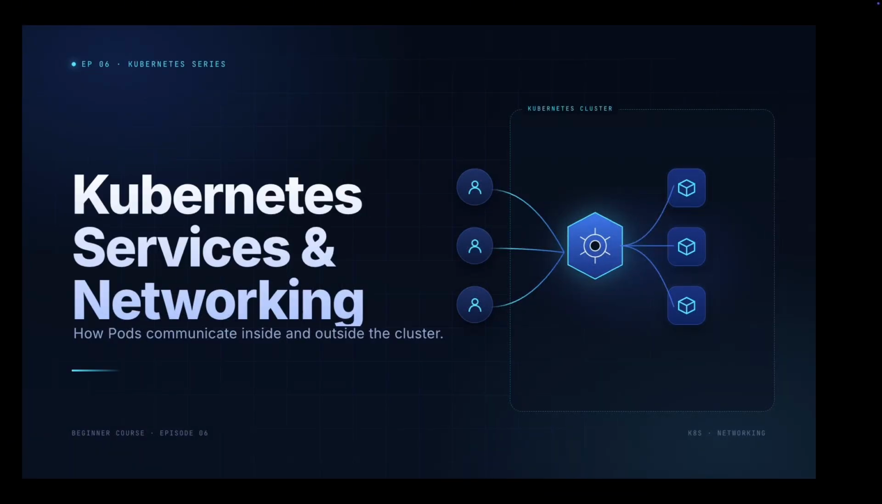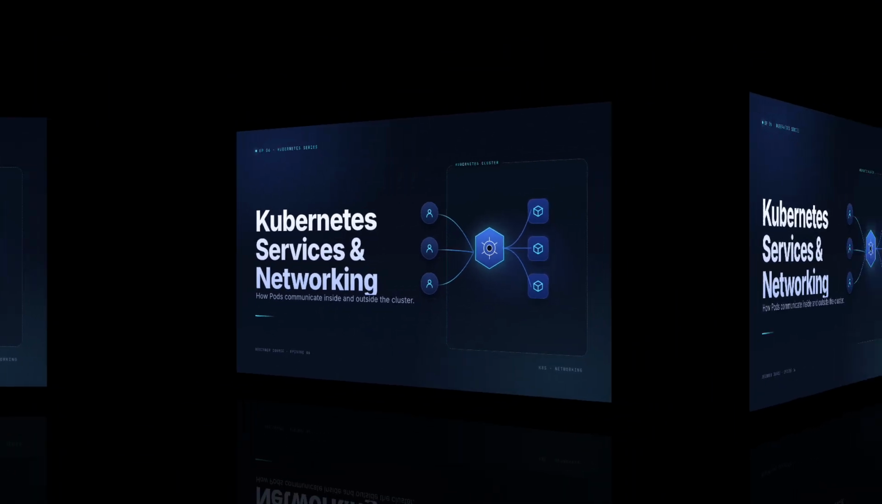In the previous episodes, we learned how Kubernetes creates pods and keeps them running using deployments and replica sets, but there is still a problem. How do applications communicate with each other? And how can users access applications running inside the cluster? That's exactly what we'll learn today.